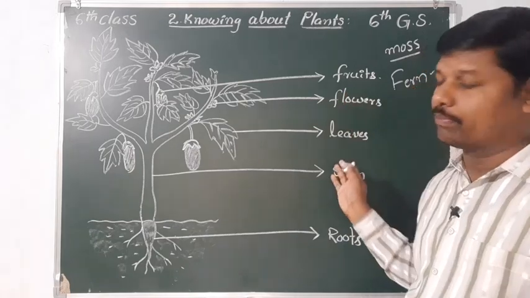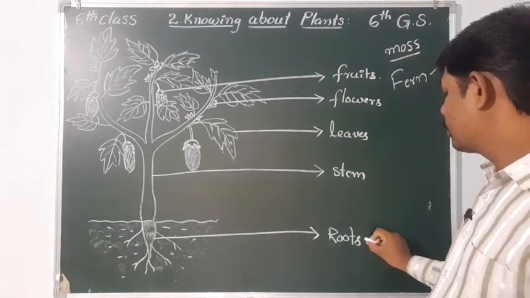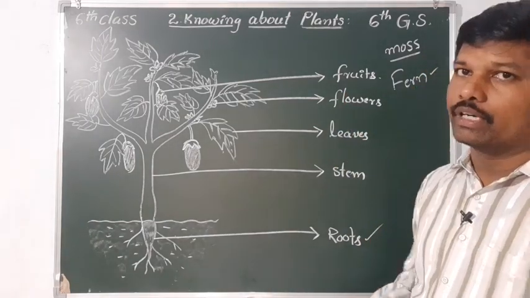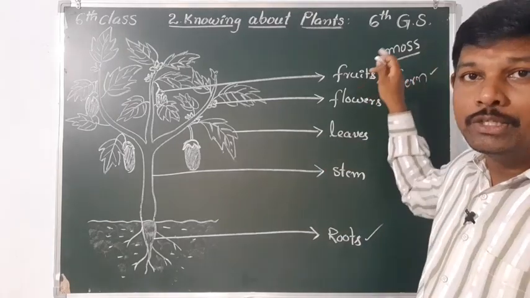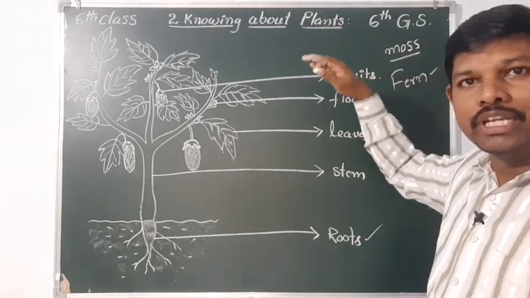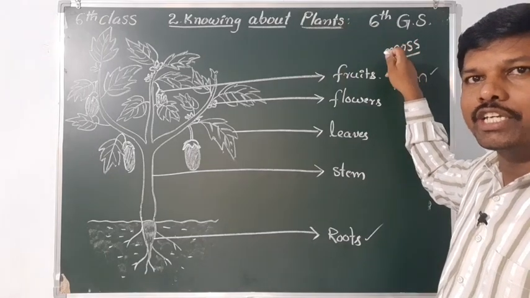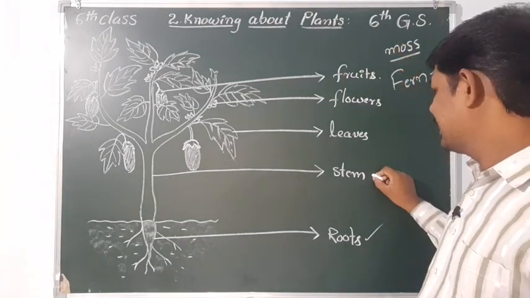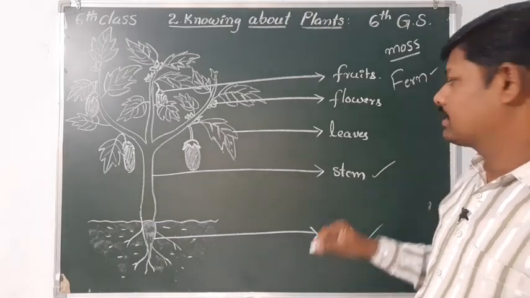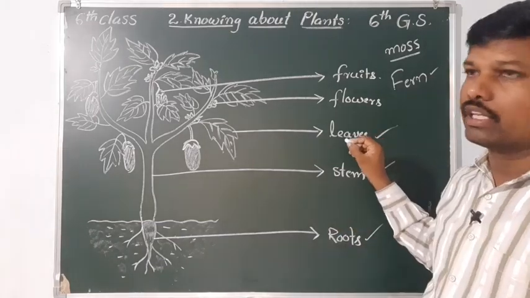So these are the common parts. For example, roots are common, except in moss plants. Even then, after growing to a certain stage it has roots, but in its early stage there are no roots. And the stem is common for all the plants. Leaves are common for all the plants.